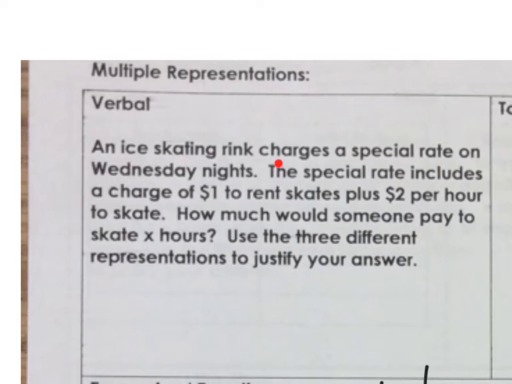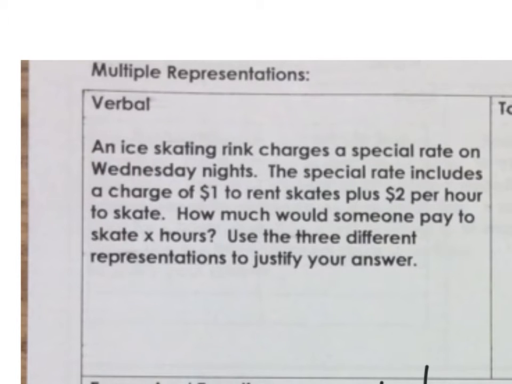An ice skating rink charges a special rate on Wednesday nights. The special rate includes a charge of $1 to rent skates plus $2 per hour to skate. How much would someone pay to skate X hours? Use the three different representations to justify your answer. So we're going to write an expression, we're going to create a chart, a table, and make a graph.